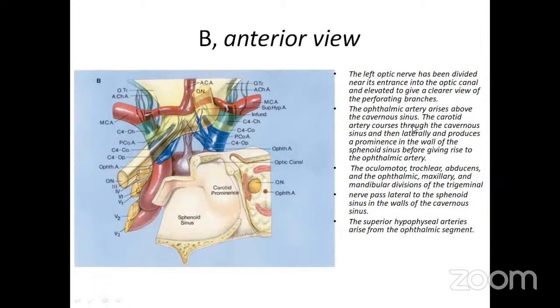The carotid artery courses through the cavernous sinus, and then laterally it produces a prominence in the wall of the sphenoid sinus. This is the carotid prominence present in the wall of the sphenoid sinus. Also, we can see here the components of the cavernous sinus: the oculomotor, trochlear, abducent, and the fifth nerve branches along with the ophthalmic nerve.